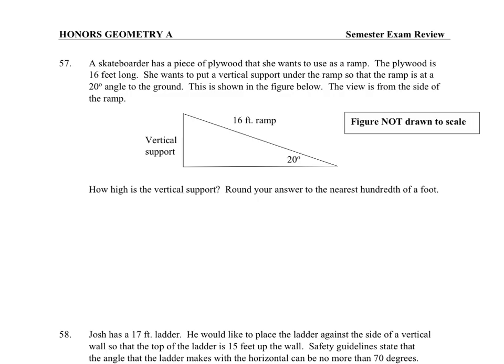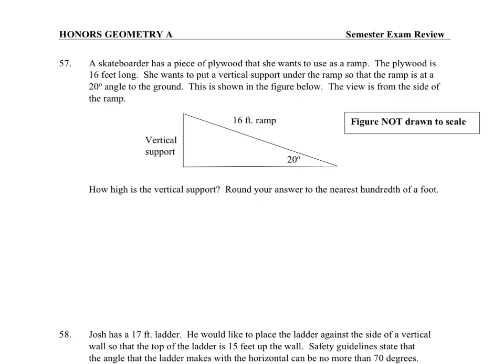Question 57. A skateboarder has a piece of plywood that she wants to use as a ramp. The plywood is 16 feet long. So here's our plywood. She wants to put a vertical support under the ramp so that the ramp is at a 20-degree angle to the ground. This is shown in the figure below. The view is from the side of the ramp. So they want to know how high is the vertical support, and we're going to round our answer to the nearest hundredth of a foot.